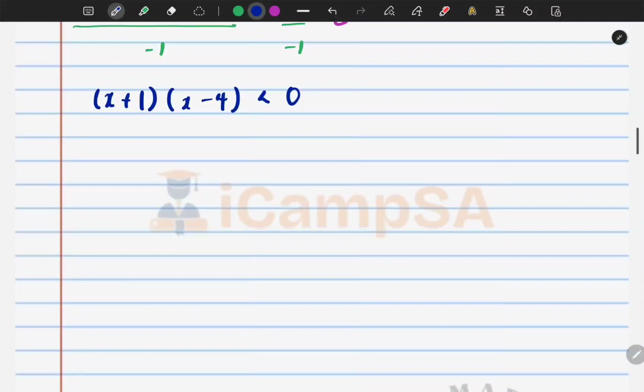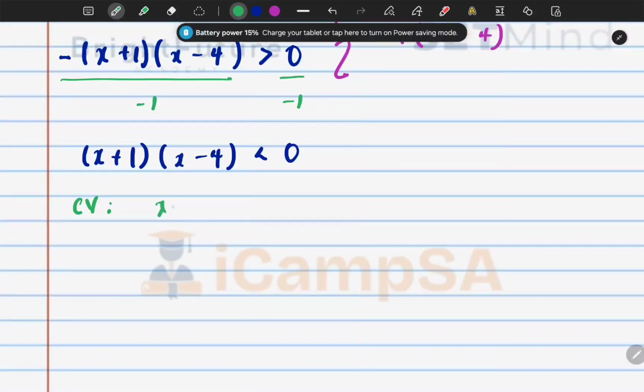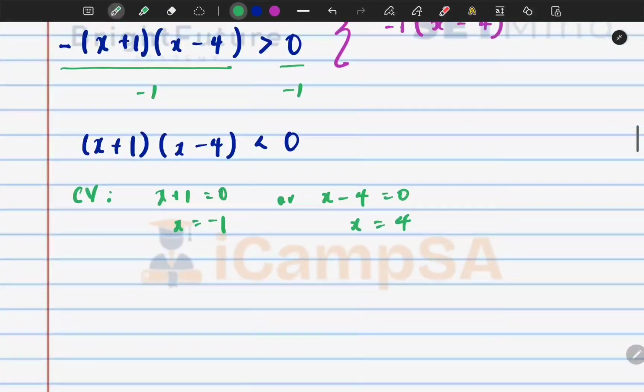So from here, what I need to do now is find the critical values, right? How I'm going to find my critical values is very easy. The critical values here are x plus 1 equals 0, so x equals negative 1, or x minus 4 equals 0, so x equals 4, right? So these are my critical values.